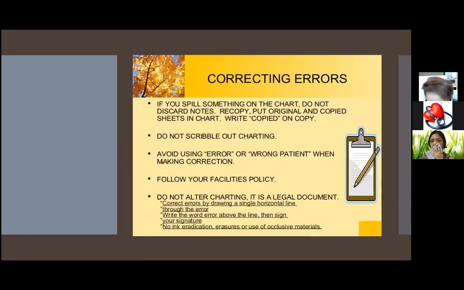So, correcting errors, again. If you misspell something on the chart, don't destroy the chart. Don't destroy the page. Then do not scribble out charting. Avoid using error or wrong patient when making a correction. Follow your facility's policy. Commonly, for a wrong entry, you underline it and write wrong entry or mistaken entry, then your initials, and then the date.